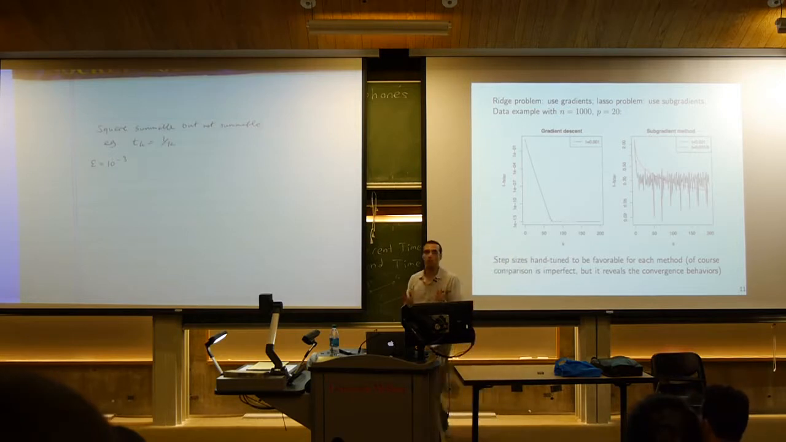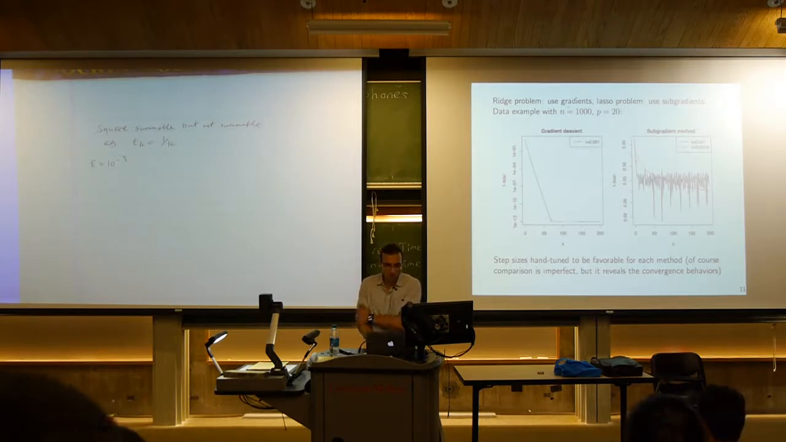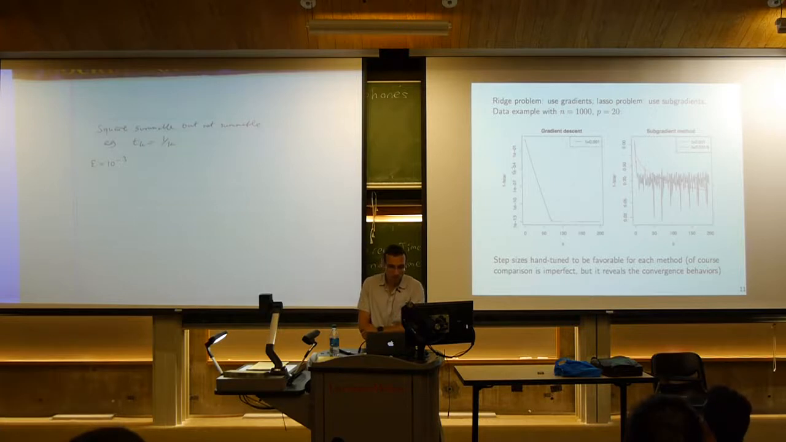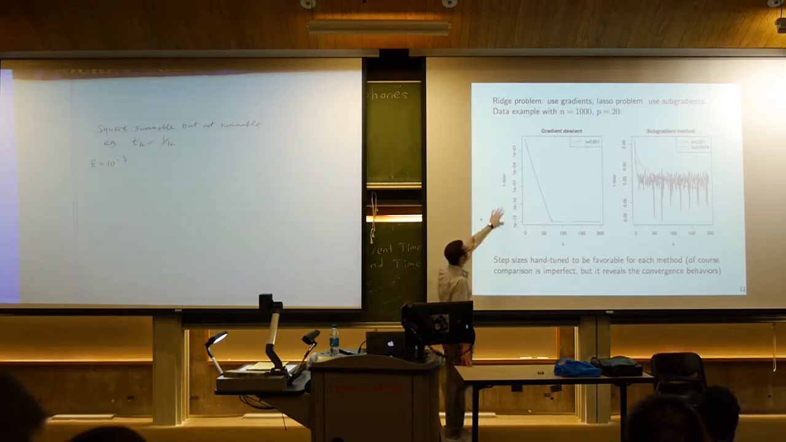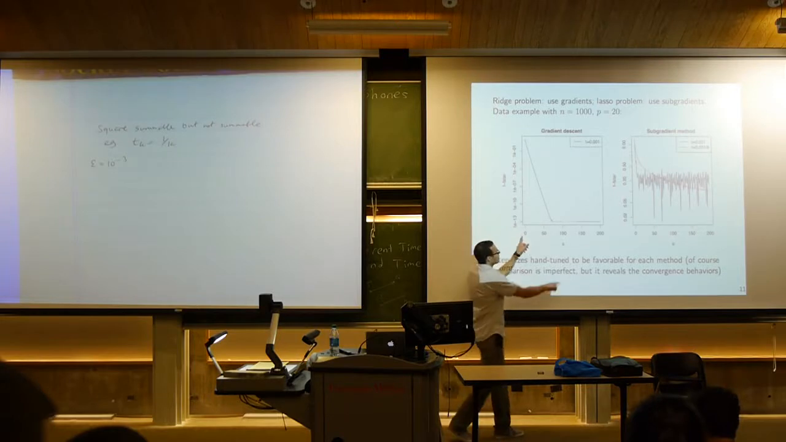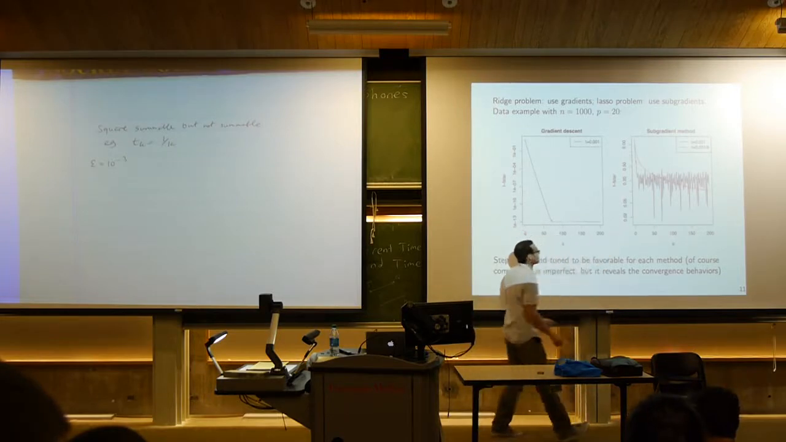Of course, this is a really imperfect comparison, but I'm trying to give you an idea of just the nature of the convergence behaviors for these two methods. For gradient descent, I've plotted f minus f star as a function of iteration. It converges very, very quickly. Don't look at the scale, just look at the convergence behaviors, because these will be on different scales anyway because of the L1 and the L2 penalties.